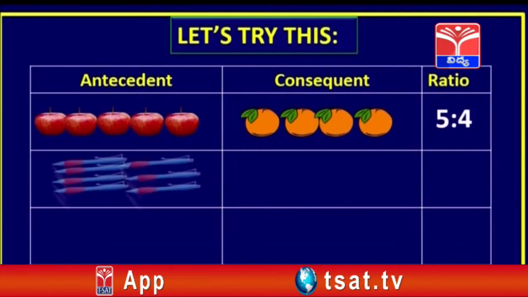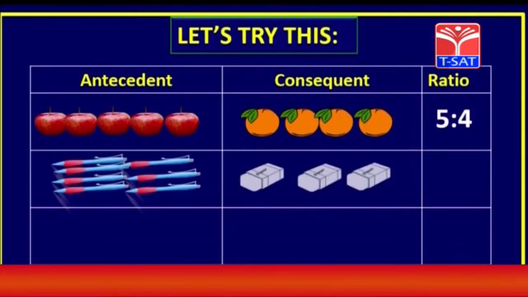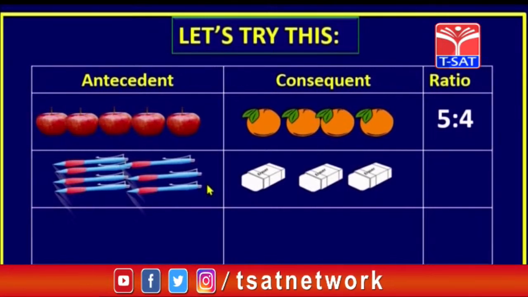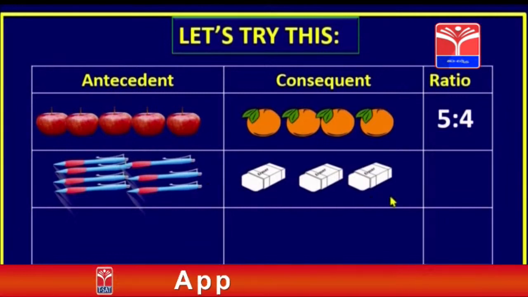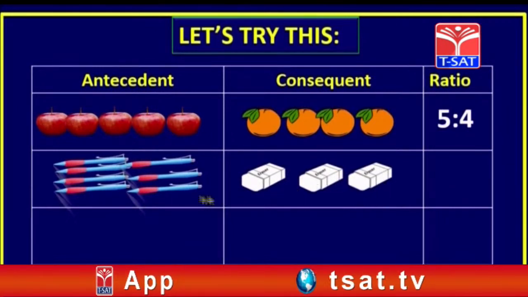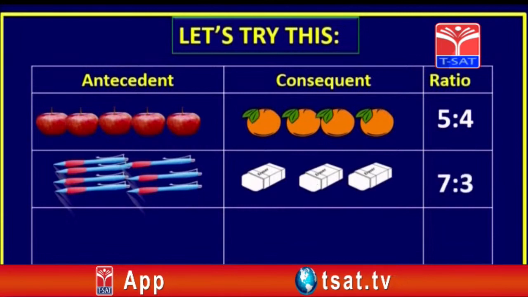Now take a look at this also. So there are some pens and erasers. Now how many pens are there? Yes, you have 7 pens. And how many erasers are there? 3 erasers. That means 3 is consequent and 7 is the antecedent. Now what is the ratio, children? Absolutely right. That is 7:3.